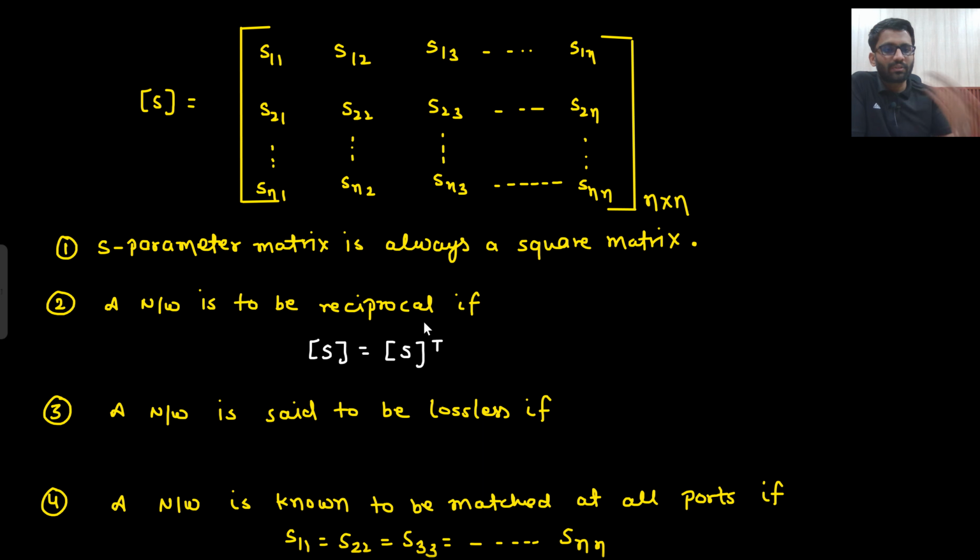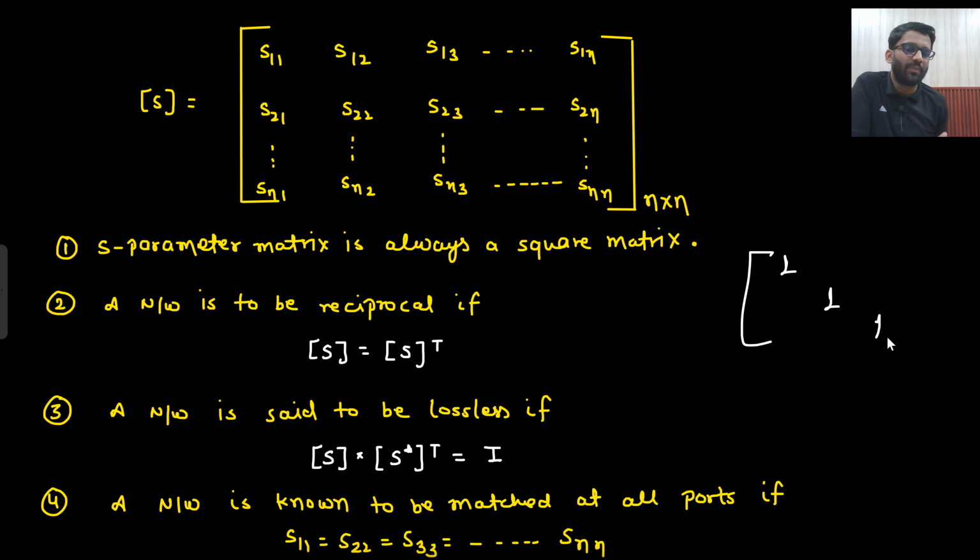Now the network is known to be lossless if you multiply the scattering parameter matrix with the conjugate of the scattering parameter matrix, transposed. You have the scattering parameter matrix, you take the conjugate of all these elements, then you take the transpose, and once you multiply both of them, it should be equal to your identity matrix. Are you getting this point? Two properties you need to remember: reciprocal and lossless. Reciprocal means S should be equal to S transpose, and lossless means S into S conjugate transpose is equal to your identity matrix. What is an identity matrix? All the diagonal elements should be 1, and the rest should all be 0. Is that clear to you?